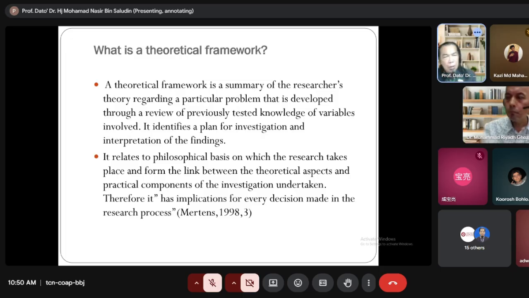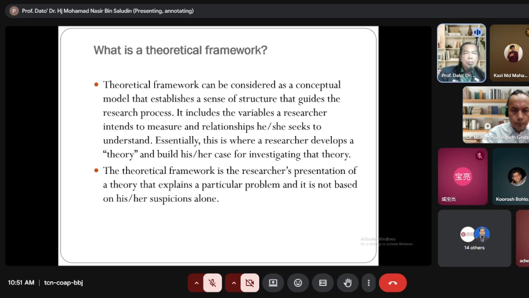What is a theoretical framework? A theoretical framework is a summary of the researcher's theory regarding a particular problem that is developed through review of previously tested knowledge of the variables involved. It identifies a plan for investigating and interpreting the findings. It relates to the philosophical basis on which the research takes place, to form the link between the theoretical aspect and practical component of the investigation undertaken. Therefore, it has implication for every decision made in the research process.